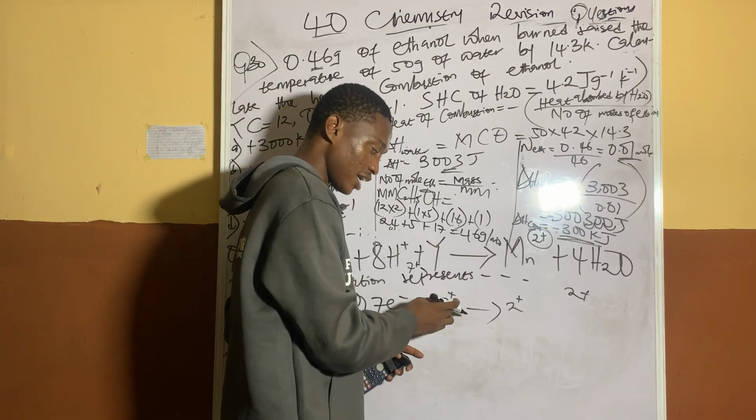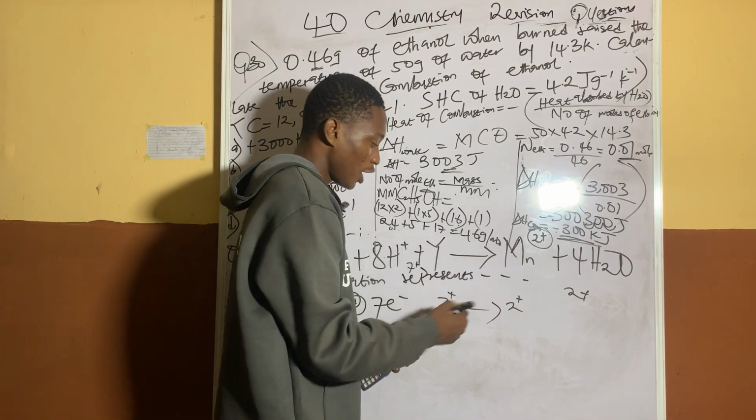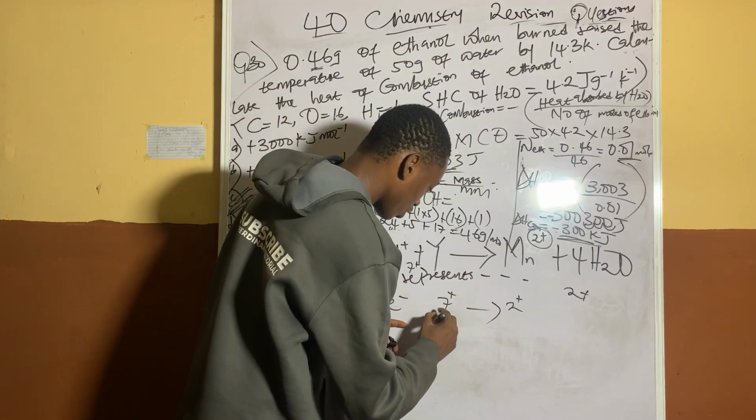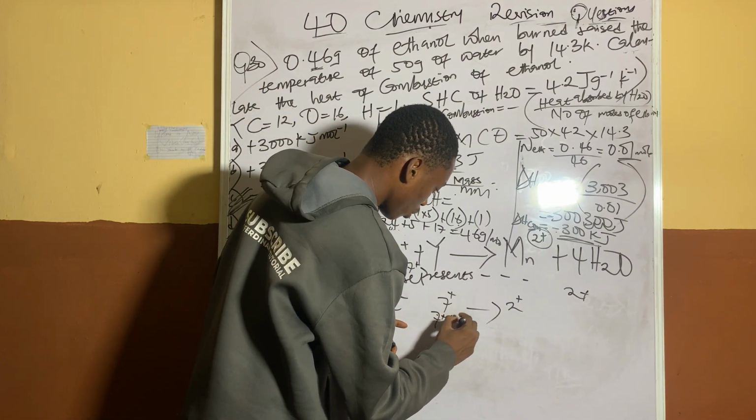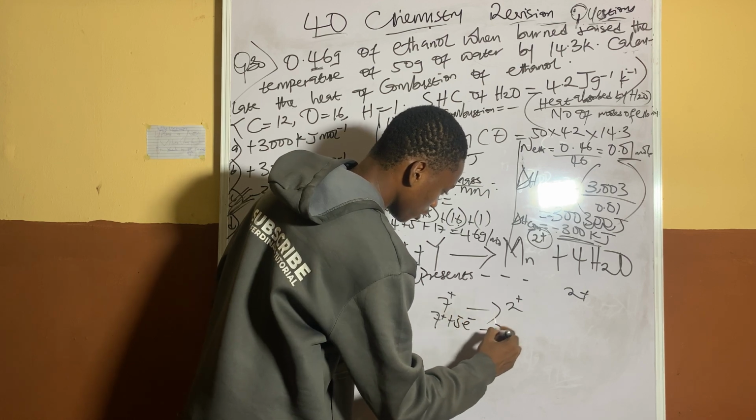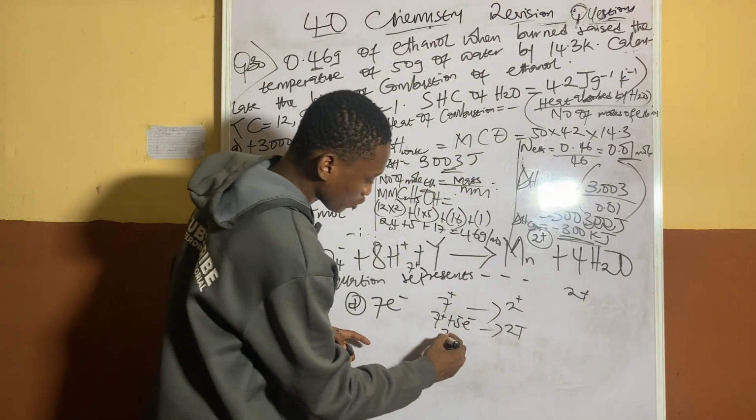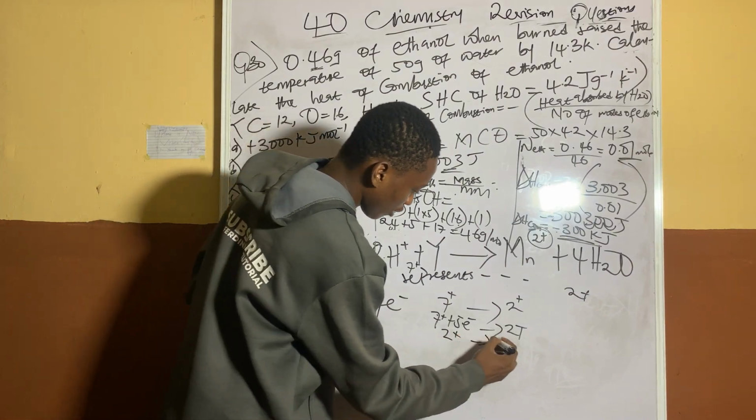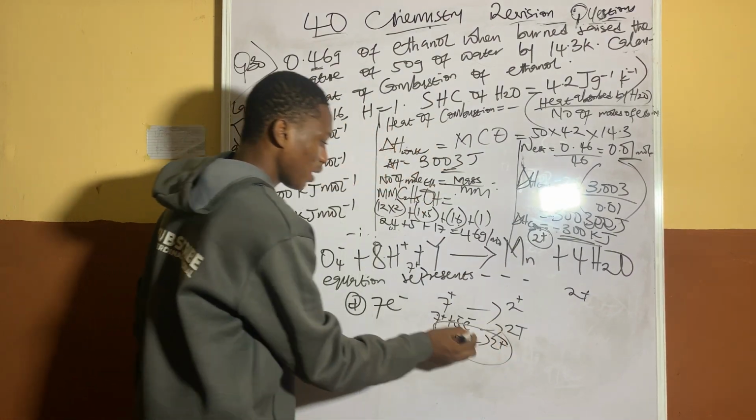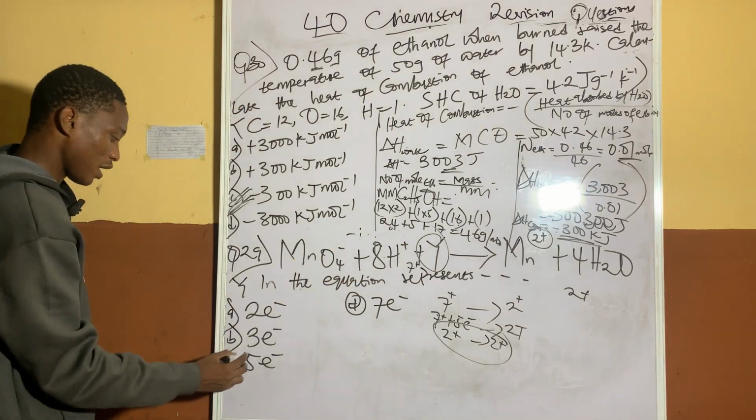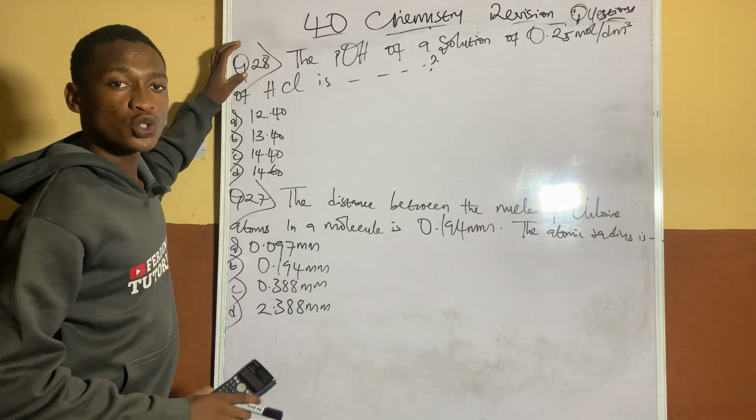So what will I add here to make sure that here is plus 2? If I add 4 electrons, here will be plus 3. If I add 5 electrons, I will have 7 plus 5 electrons to give me 2 plus. So for me to balance here, my Y will be 5 electrons. So I come here, my answer is C. Okay, to question 28.